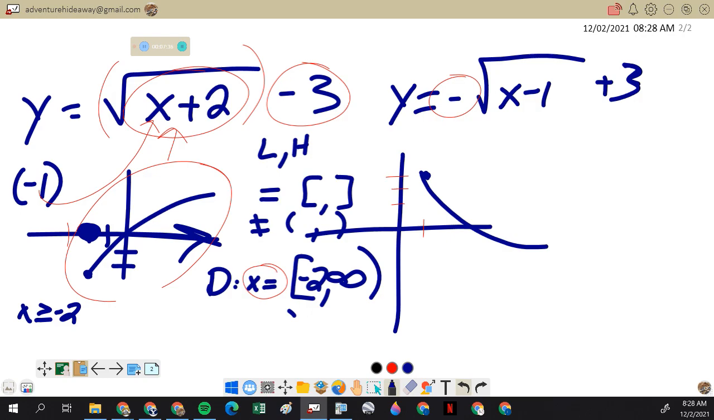Okay? How would you describe this domain? So we would do great. So the left side is 1 and the right side is infinity. Okay?